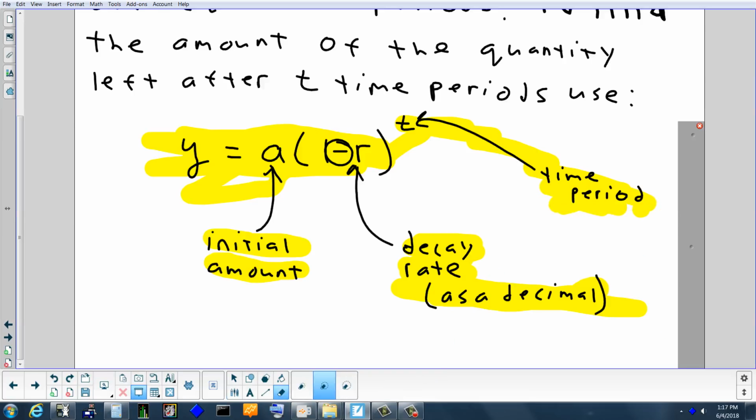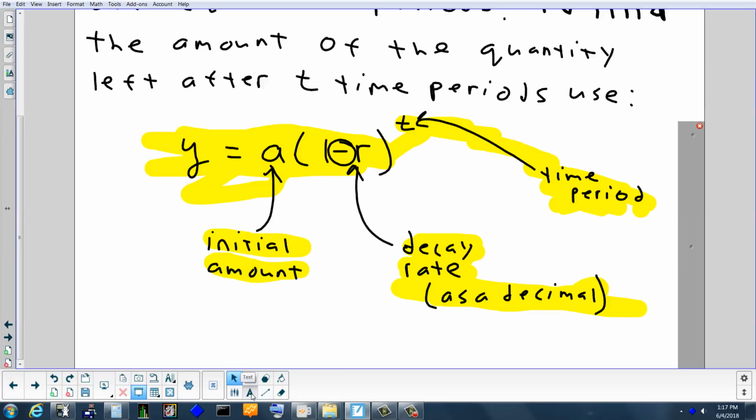Again, the initial amount is how much you start with. Are we talking about a population? I think on the test we talk about different populations of animals. It could be money, like what you invested originally, whatever you're starting with. Your a is this part of the formula.